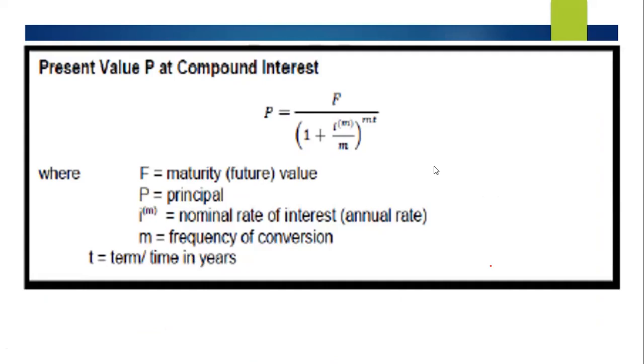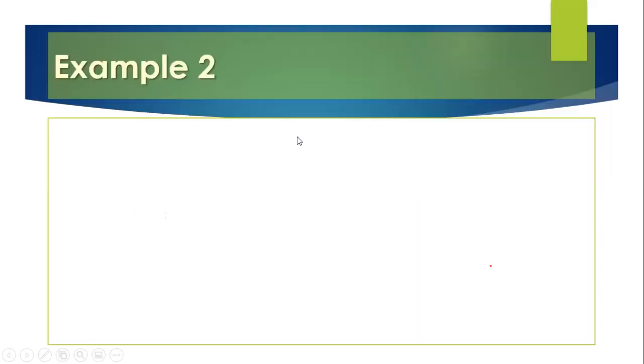Okay? So pwede rin na ang present value yung hanapin. Ganun lang din po. So bababa lang, di-divide lang natin sa F. So P is equal to F times 1 plus i over m, or ito yung J, tapos raised to m times t.